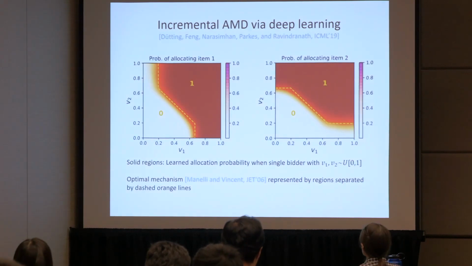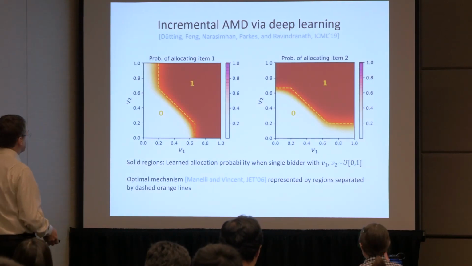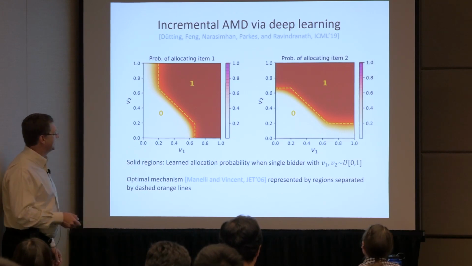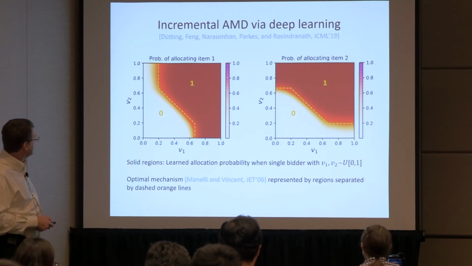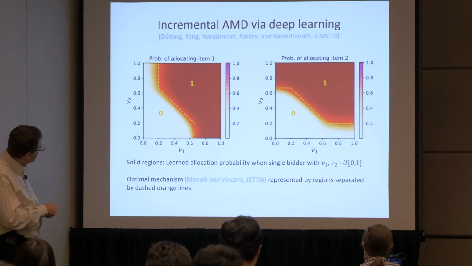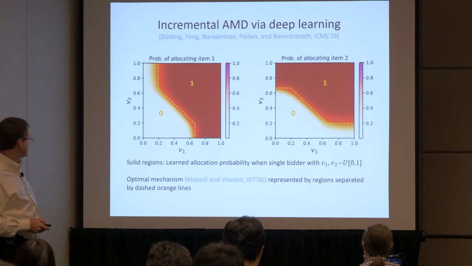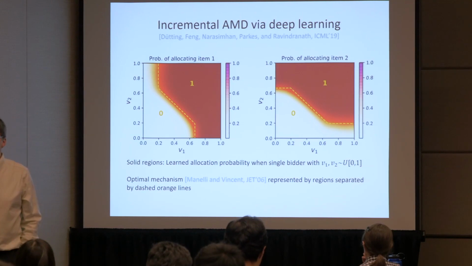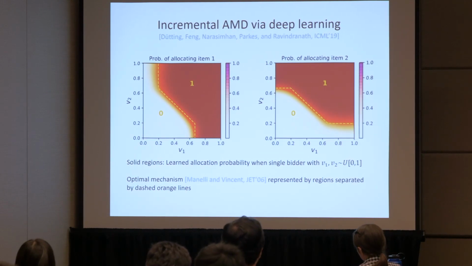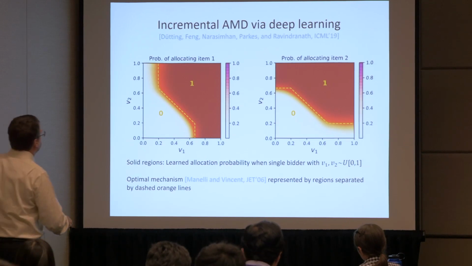Okay, and here's an example of what it found as a sanity check. So this is the Manelli and Vincent JET 06 paper that's shown in these dashed lines. It's basically saying what's the allocation rule for, I think it's a one bidder case. Yeah, so actually, I lied earlier. I said that Manelli and Vincent solved the setting 1 that I showed you, but that's not true. They showed the setting 1 for the single bidder case only. So this is what it is.